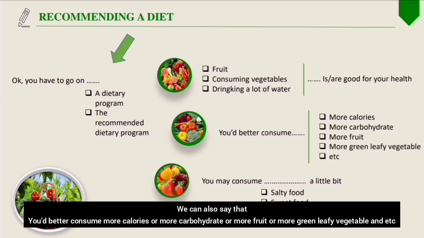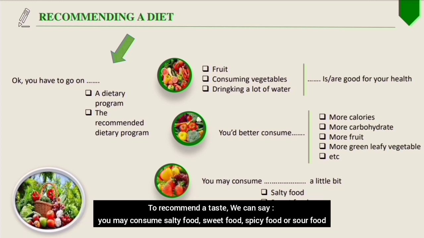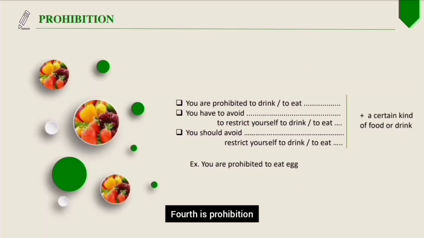We can also say that you'd better consume more calories, or more carbohydrates, or more fruits, or more green leafy vegetables, and etc. To recommend a taste, we can say you may consume salty food, sweet food, spicy food, or sour food. Fourth is prohibition.